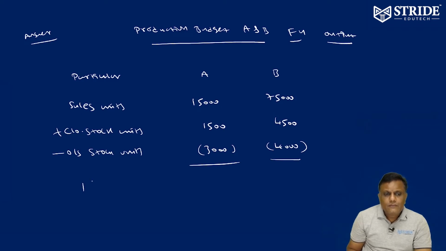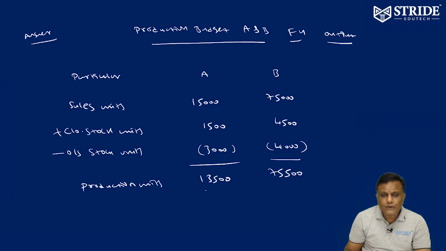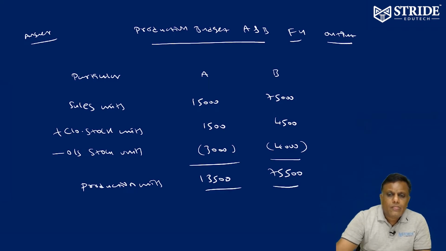Answer: the production units. For A, 15,000 plus 1,500 minus 3,000 is 13,500 units. For B, 75,000 plus 4,500 minus 4,000 is 75,500 units we produced.